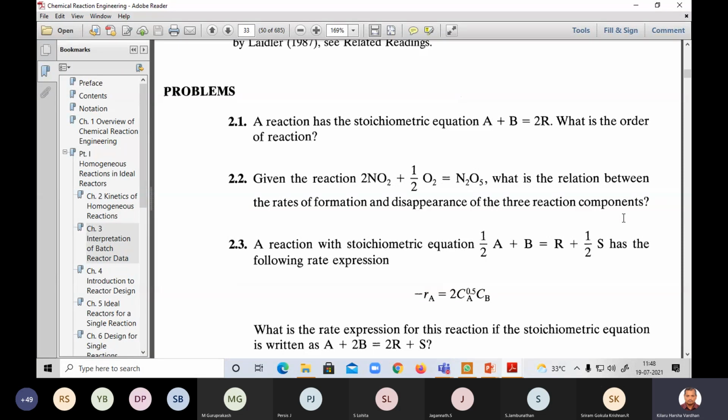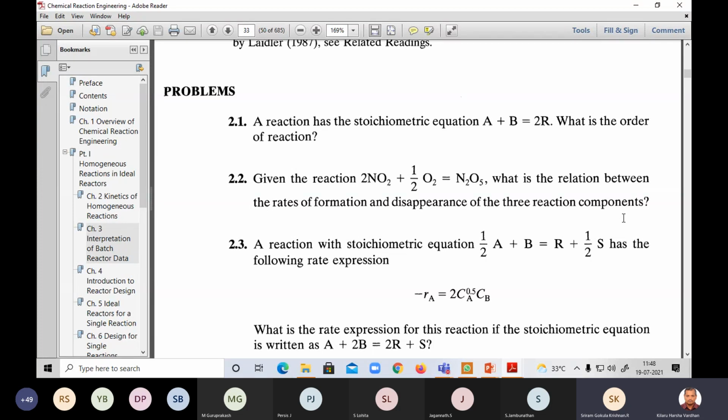No one is giving any answer. I tell that order we cannot tell. Is it correct? Will you agree with me? I tell that order we cannot tell. Yes, sir, because it's not given that it's an elementary reaction. Yes. Unless he mentions it is elementary, we cannot tell the order is 2 just by looking at the expression.